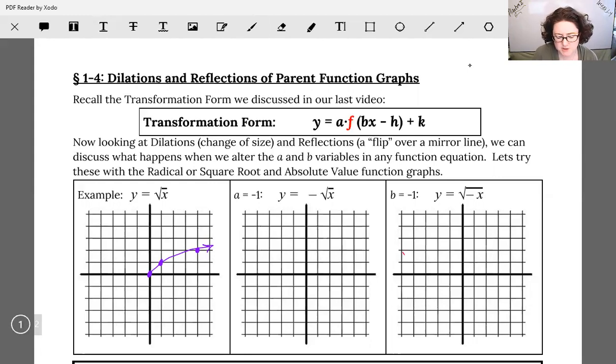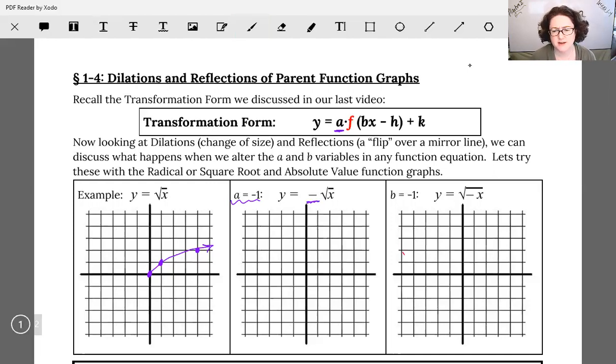For our first one, we're going to change it so a equals -1. You'll notice in your transformation form, a is the variable that's right out in front of the function, so we're looking at this spot right here. If we put a -1 in that spot, meaning multiplying by -1, that's the negative that we have out in front of the square root.